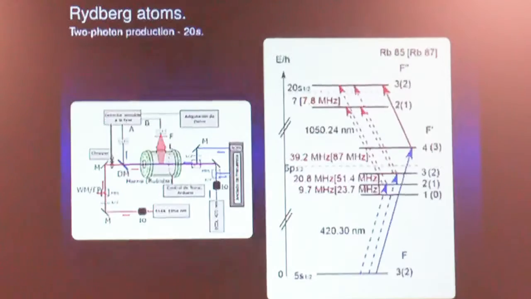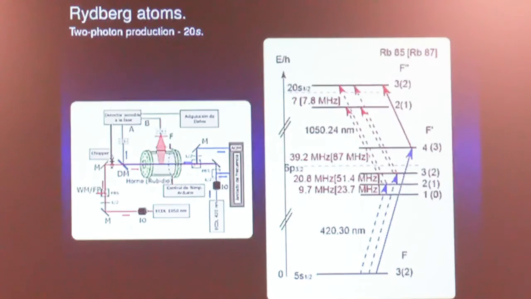This is an interesting feature. And the second stage of the excitation is to use a 1050 nanometer laser, now sent in a counterpropagating configuration into the cell, and we can now measure the excitation to the 20s state. I'm not going to go into all the detail.